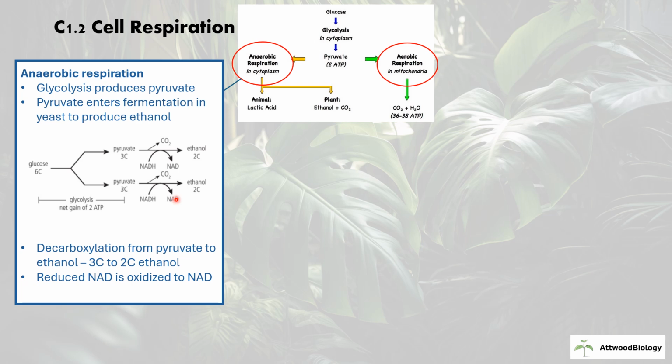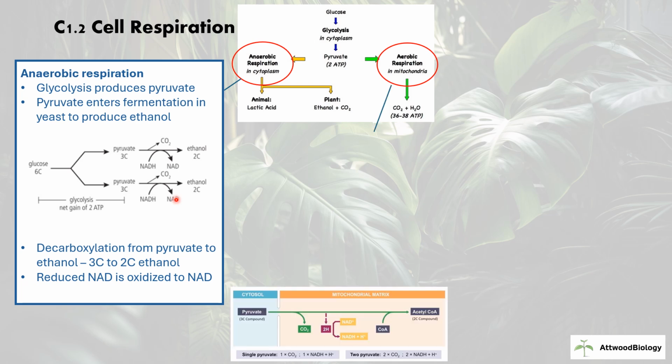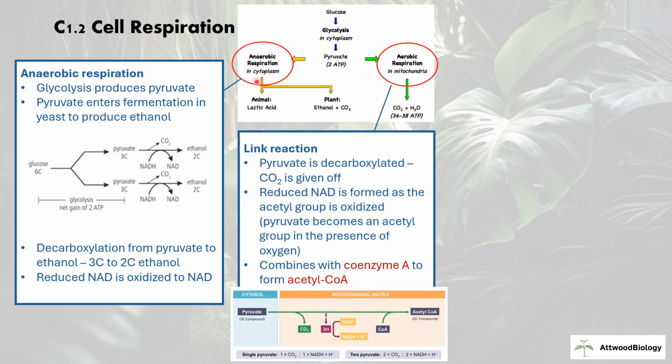Okay, aerobic respiration. So the next thing that happens after this, so our glucose has gone into glycolysis, it's produced pyruvate. Now the pyruvate has gone to aerobic respiration because there's some oxygen available. This is going to occur in the mitochondria. So the first thing that happens after we've produced that pyruvate is the pyruvate goes into something called the link reaction. Now you can see here your pyruvate, 3-carbon molecule.